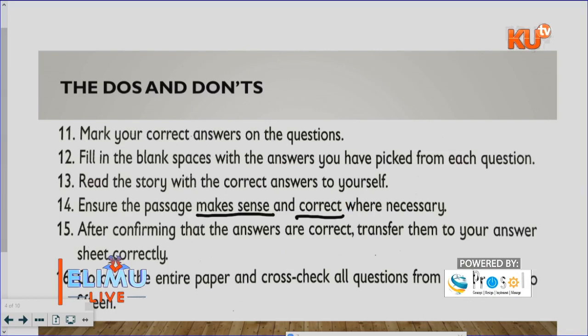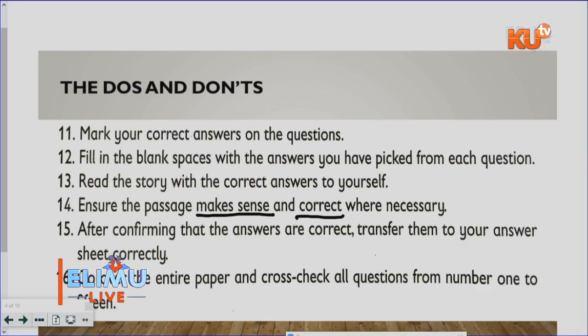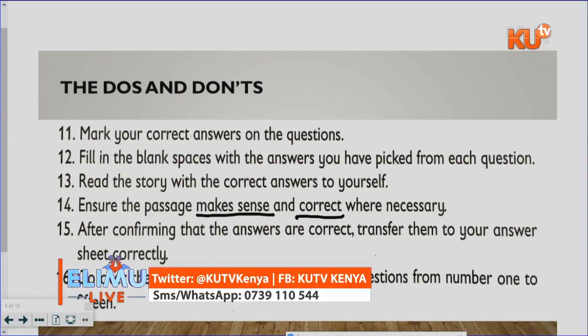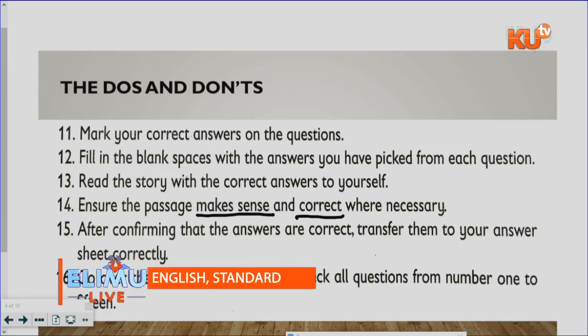This is the part where most students go wrong. They don't go through their work for correction. So they assume that once they have finished answering they have completed their passage, then they have nothing else with that passage. They are done. Once they have reached question 15, they assume that they are done. Once you have reached question 15, that is not the end of the process.